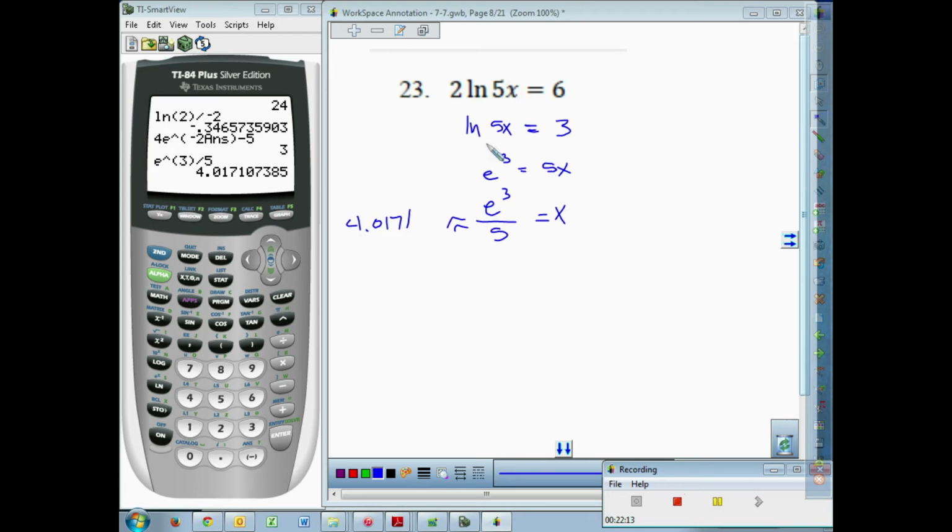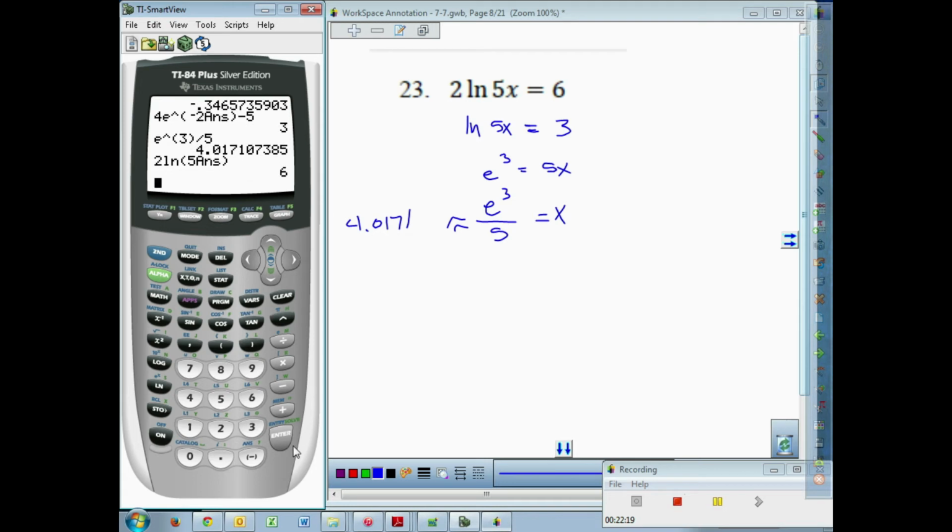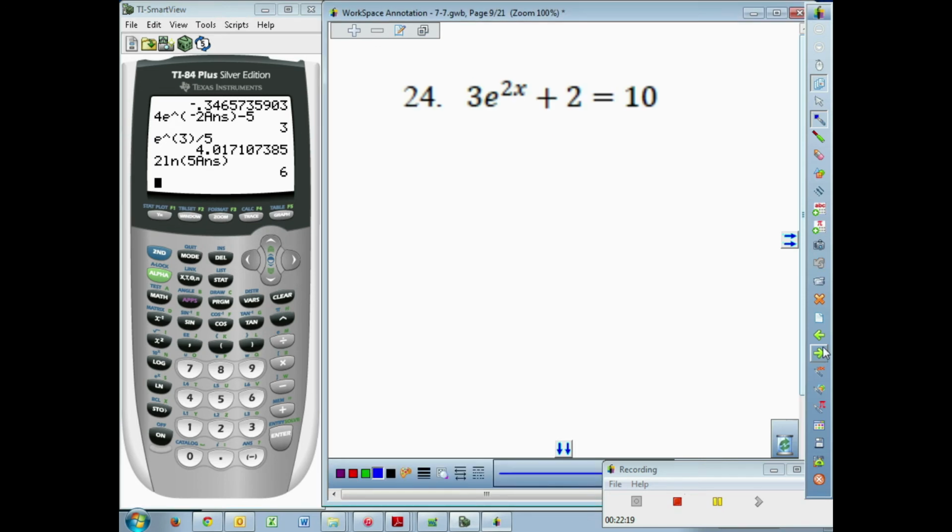Let's check it. 2 natural logs of 5 times that previous answer. Close that up. I hope I get 6 back. Yay, I got 6 back. Rock and roll. Next. Is this logarithmic or exponential? Exponential. Isolate this. Isolate that before you do anything.